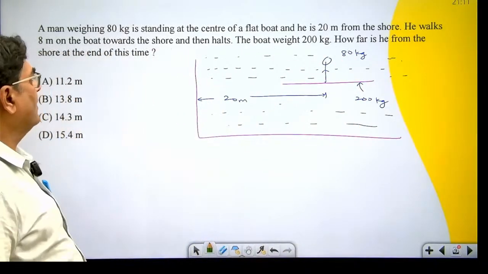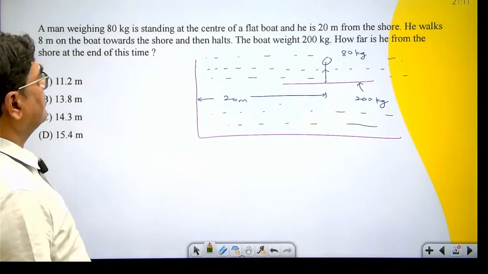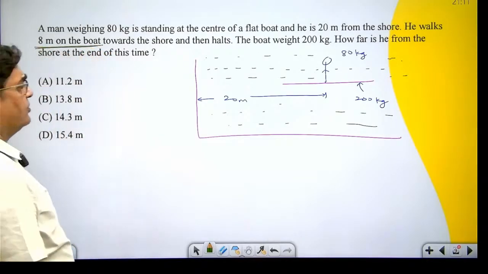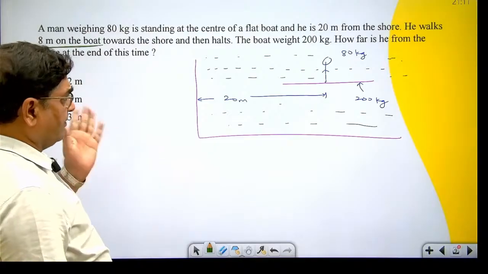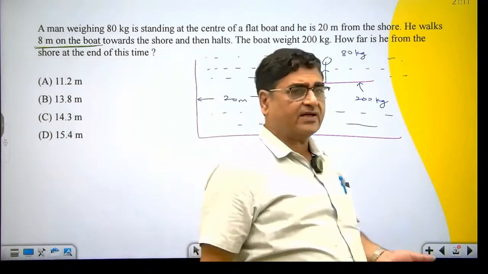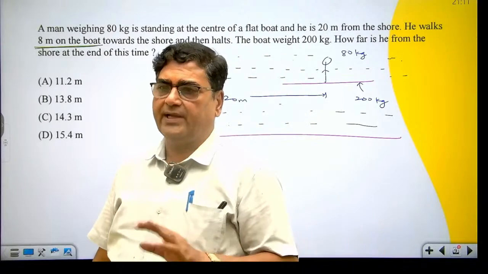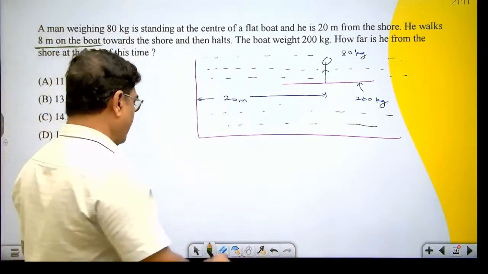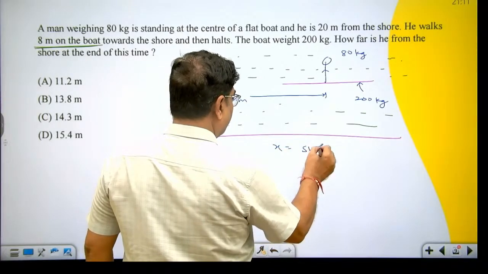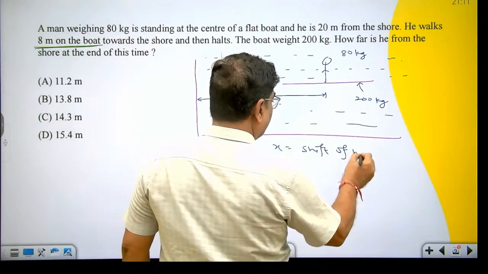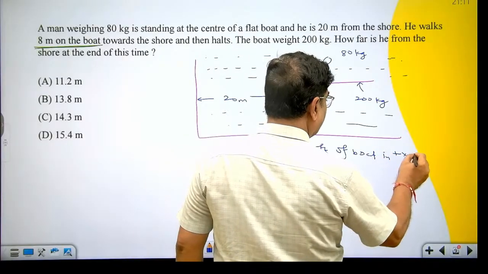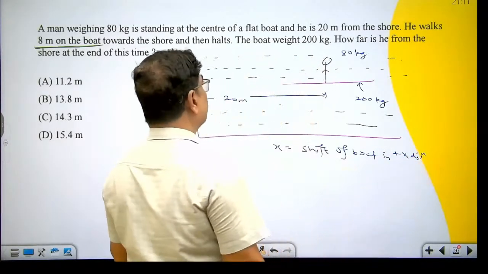Now, the man is moving by a distance of 8 meter on the boat. So with respect to the boat, if we assume that the boat shifts by distance x in rightward direction, okay? If it doesn't shift in rightward direction, then the answer will automatically come negative, so don't worry about that. Let us assume x is the shift of the boat in plus x direction. So we can write the equation directly.